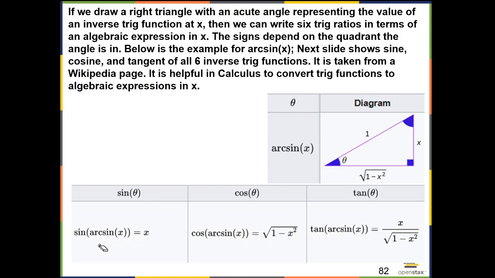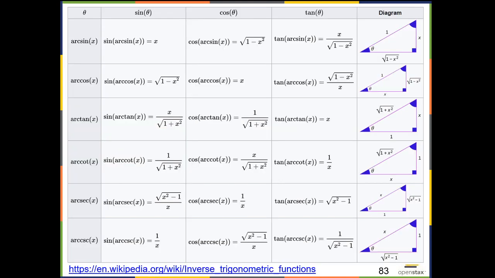So sine of this angle, this is an angle, right? Sine of it is x. So that's it. What is cosine and tangent? Well, we get it from this triangle. And then the other 3 are reciprocals. We can just switch them, right? We can find it. So that means with this trick, we can turn these into algebraic expressions for the 6 ratios, right? Now I have here from Wikipedia all of them, all the possibilities.